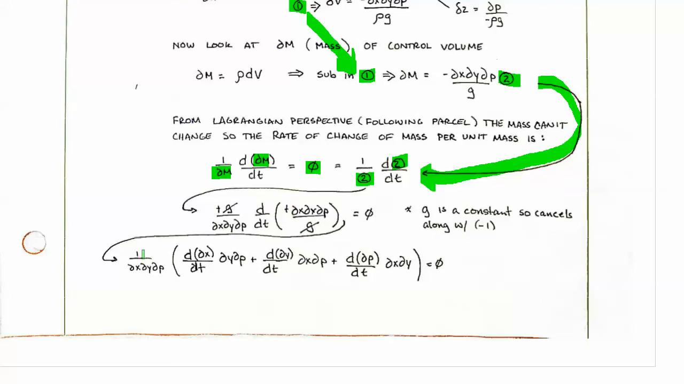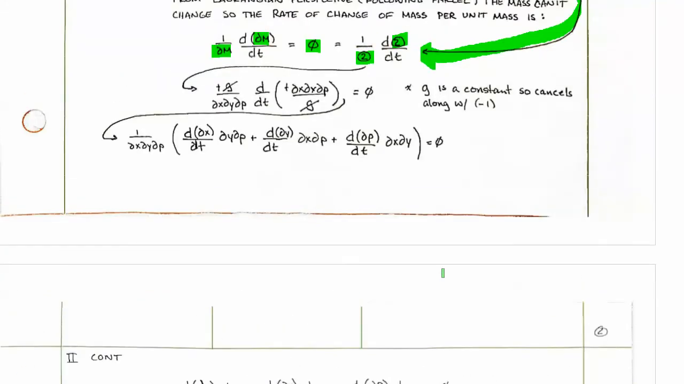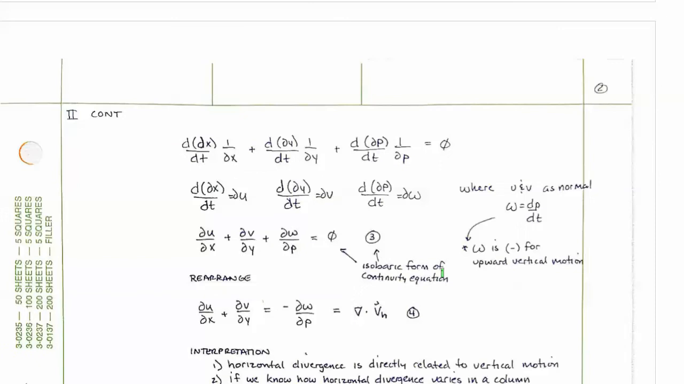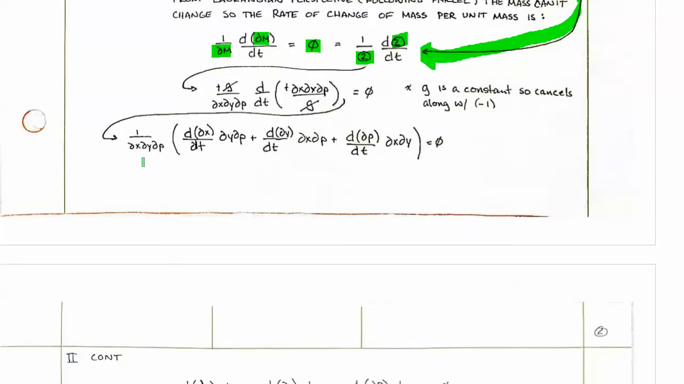So what are you left with? You're left with 1 over dx dy dp times, when we do the chain rule, we have d of dx with respect to t, and then multiplied by dy dp. Then we have plus d of dy dt times dx dp, plus d of dp dt times dx dy equals 0. So we move on to the next page and continue this.